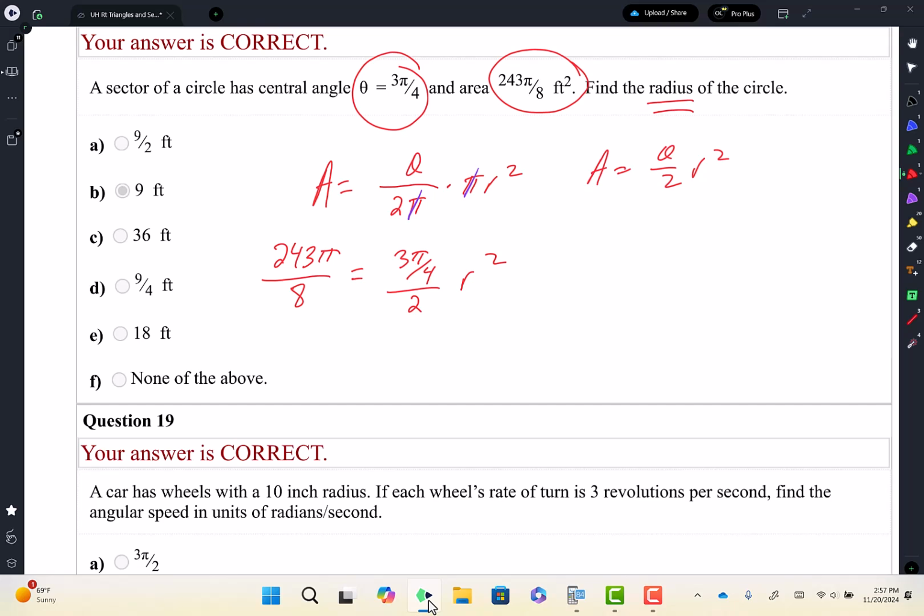We're done with pre-cal, guys. The rest is just basic arithmetic here. Keep, change, flip with the 3 over 4 over 2. I guess you can also bring the 2 up like that. It depends on how you learned it. So 243 pi over 8 equals 3 pi over 8 r squared. Can I cancel out those 8s in the denominator? Oh, but what if it wasn't an 8? I will do it the way, because some of you might have it different.